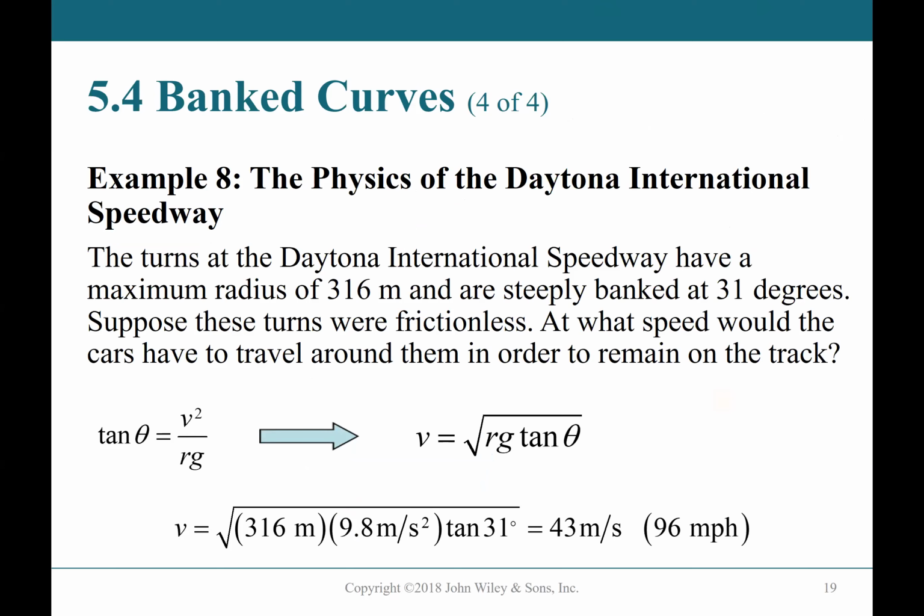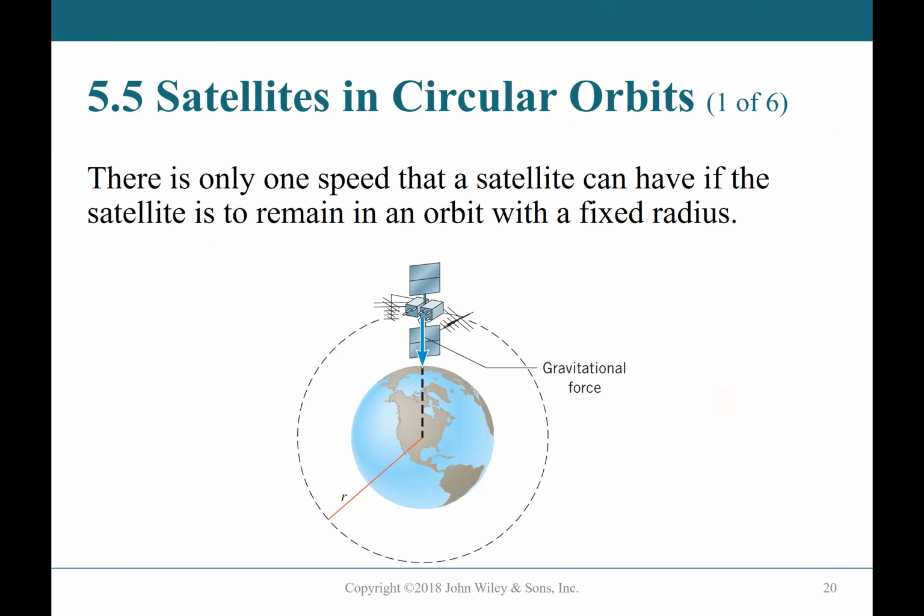Okay, so you can solve that problem. It's a pretty easy problem to solve. All right, now this is important. There is only one speed that a satellite can have if the satellite is to remain in an orbit with a fixed radius. So remember last time we discussed that between any 2 objects, there is a gravitational force. And now we know that in addition to that being a gravitational force, if the object is in an orbit around another object, there's also a centripetal force.